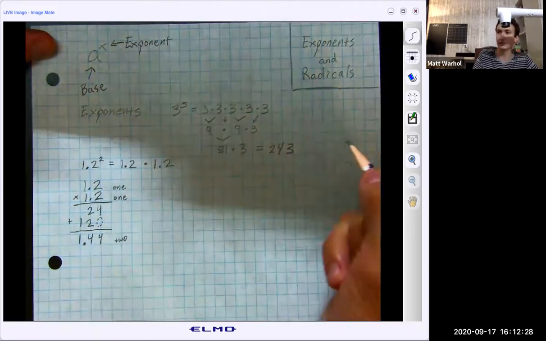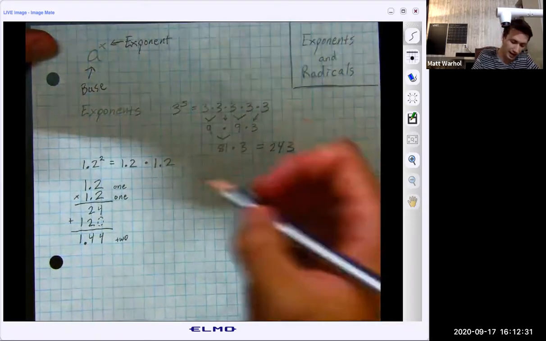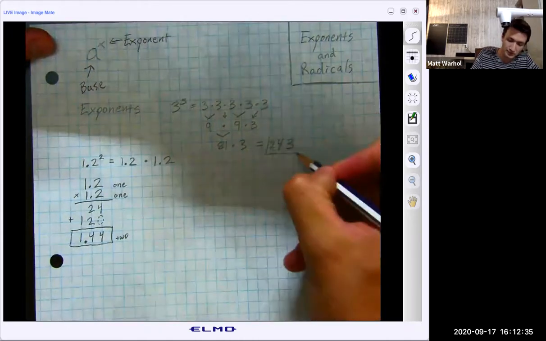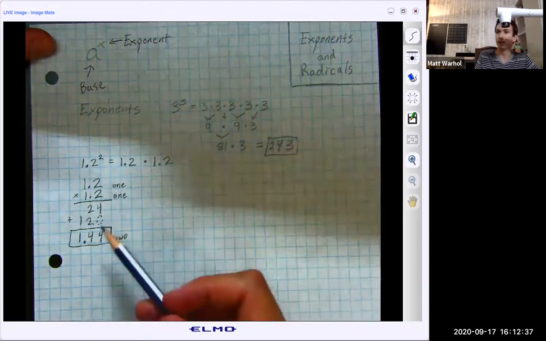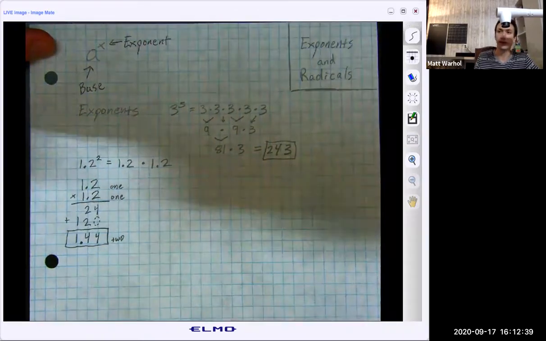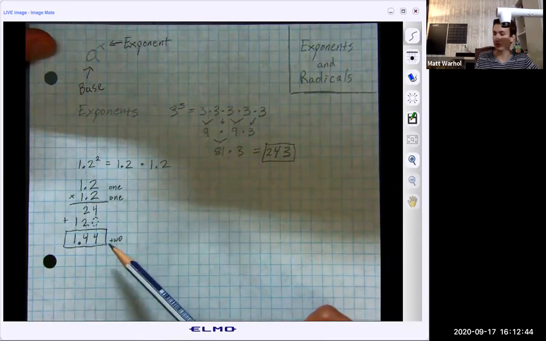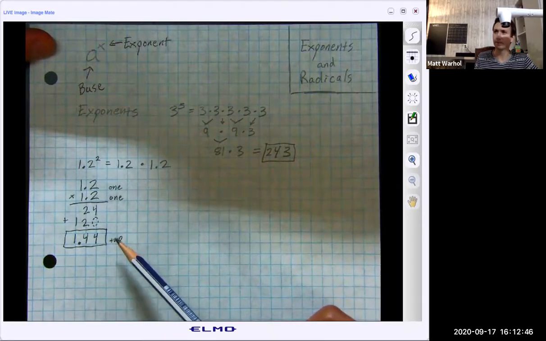So my answer is 1.44. And I like to box my answers. You should box your answers as well. This was our answer to the first one. This is our answer to 1.2 squared. It's 1.44. Interesting. A rational times a rational gave us another rational. I wonder if that's always going to be the case.